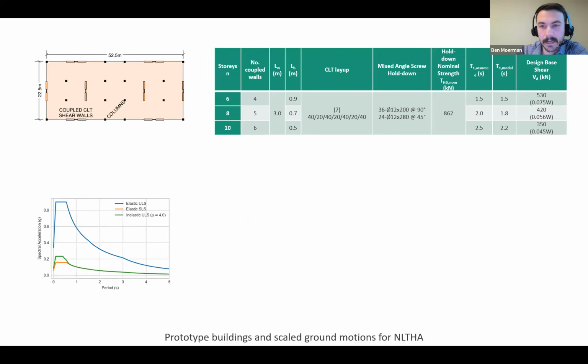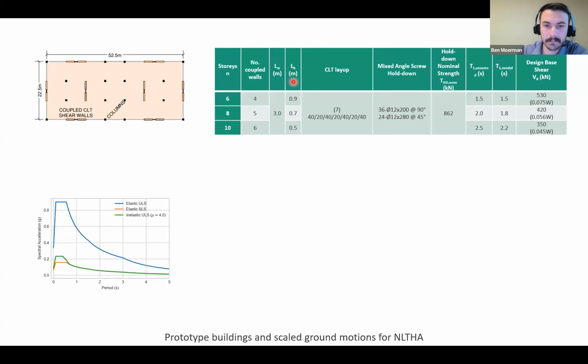So we felt we had a good understanding of how the system behaved, and went off and did some prototype building. So picked a rough layout, assumed a seismic weight for the floor plate that was reasonable for timber buildings, and looked at a 6, 8, and a 10-story building, just using the design procedure we proposed and seeing how it came out.